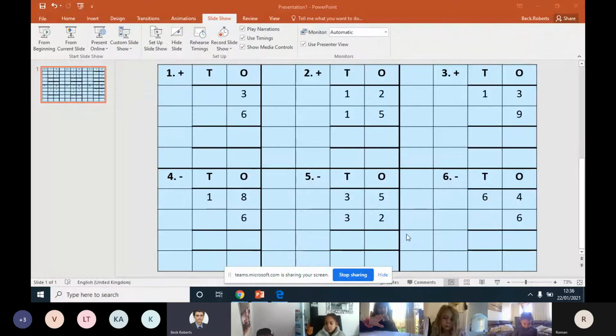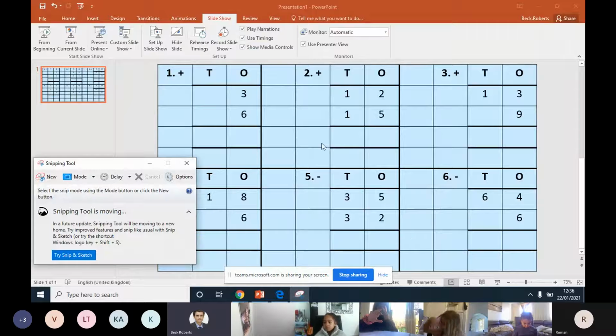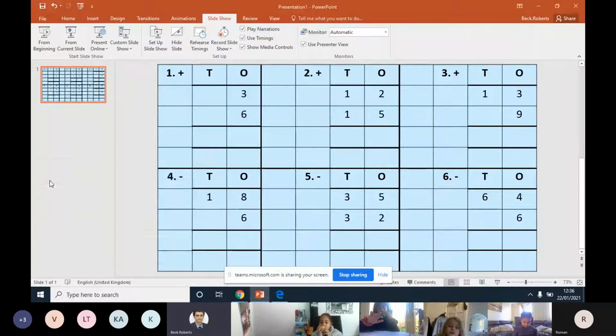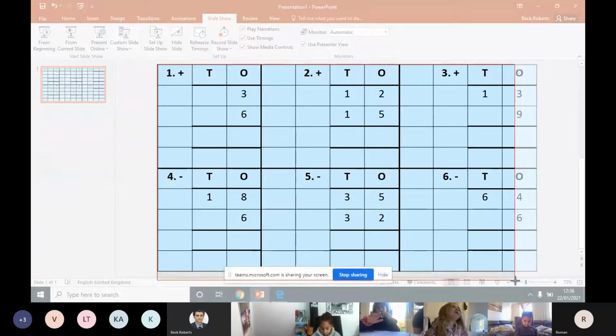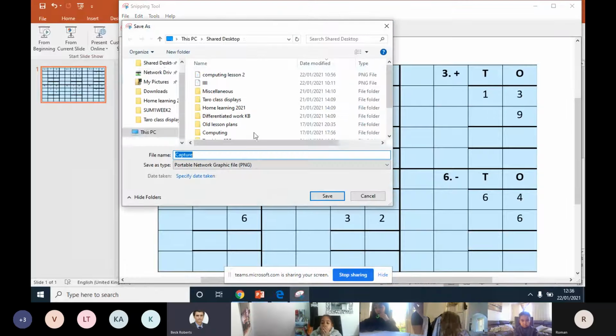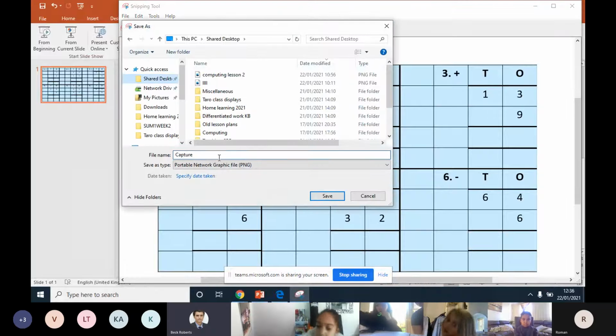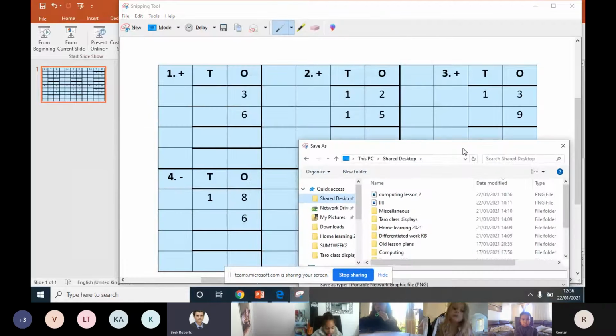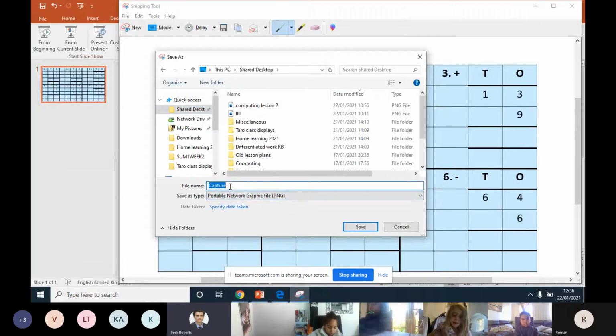So the first question, I'll tell you the first question. The first question is column method for 3 add 6, and I should be able to get it in the chat in a second, okay? I should be able to add that to the chat. The first one is 3 add 6, and the next one is 12 add 15. I know you can do both of those. You'll be all right.